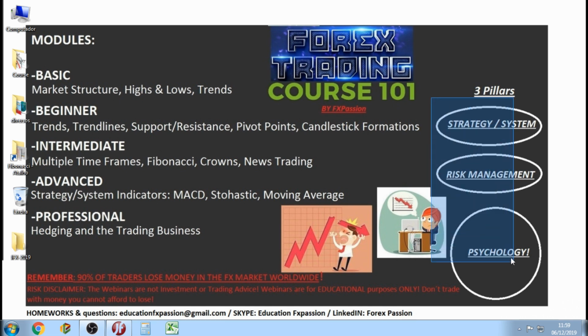Remember the three pillars. What we are trying to do in this course is build a strategy and or a system that is easy to understand, easy to obey, and easy to execute. We are trying to learn the risk management rules, right? Without risk management, the strategy and the system is not going to be profitable. And the big one, we are trying to learn the psychology part. And again, without the psychology in place, our strategy and our system is not going to be profitable.